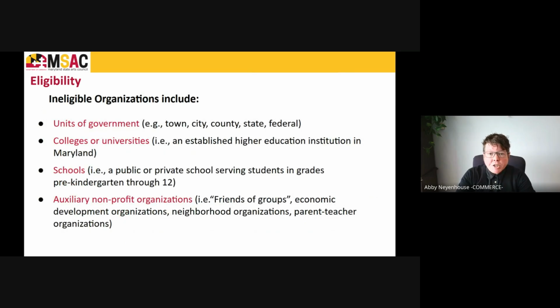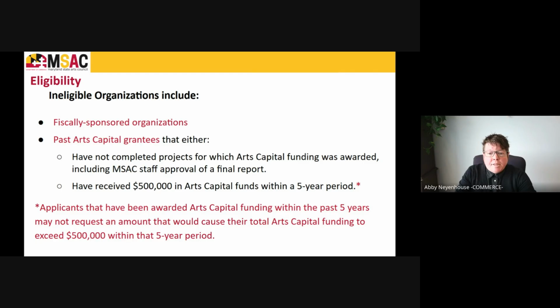Some ineligible organizations would include units of government, so whether that's your town, Maryland State, the federal government. Colleges or universities are currently not eligible, as well as schools, which would include public or private, pre-K through 12. And auxiliary nonprofit organizations, which examples would include Friends of Groups, economic development organizations, but basically whose mission is primarily to benefit and fund specific activities, programs, or facilities that would otherwise be considered ineligible. Ineligible organizations also include fiscally sponsored organizations.